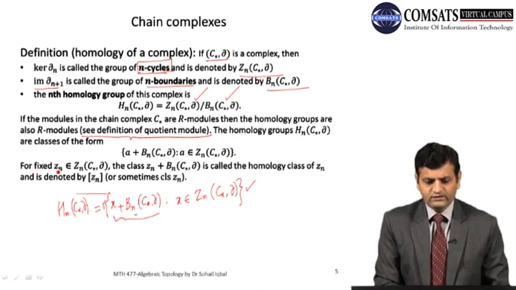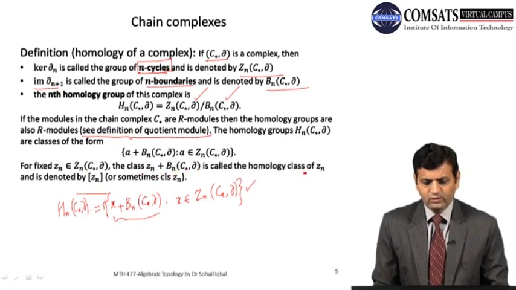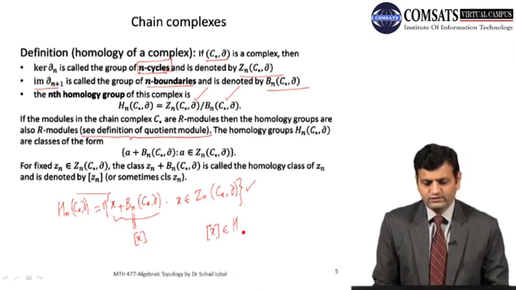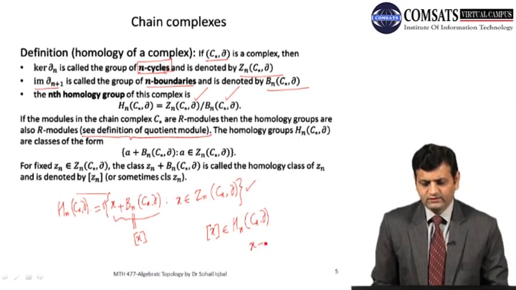For a fixed element of Zn, the class Zn plus Bn(C star, partial) is called the homology class of Zn and is denoted by Zn. In other words, if I have x plus Bn, I can denote it as square bracket x. So whenever I write an element x belonging to Hn of C star with partial, it means an element of the form x plus Bn(C star, partial).